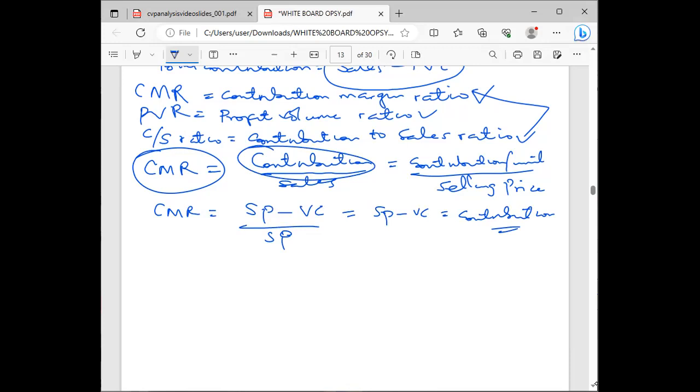Having known that, I will go on to now say that my profit, according to the marginal costing technique, is contribution minus fixed cost. Profit equals contribution minus fixed cost.